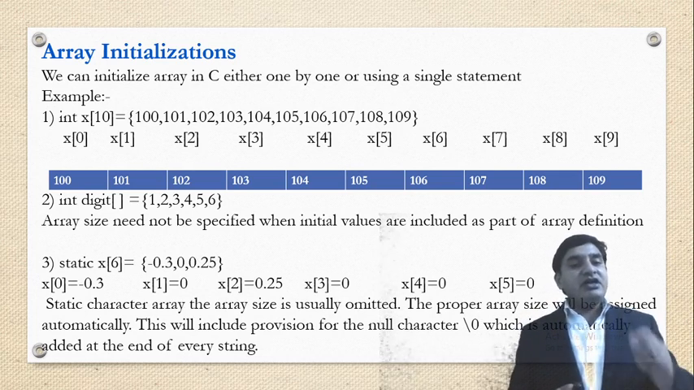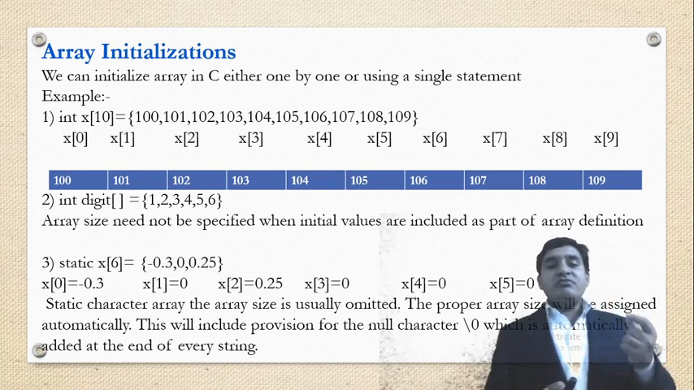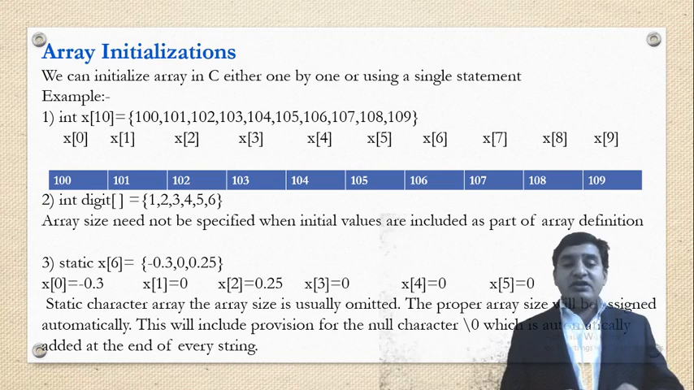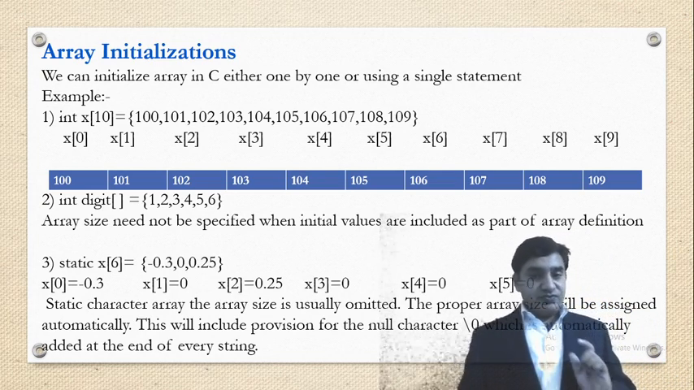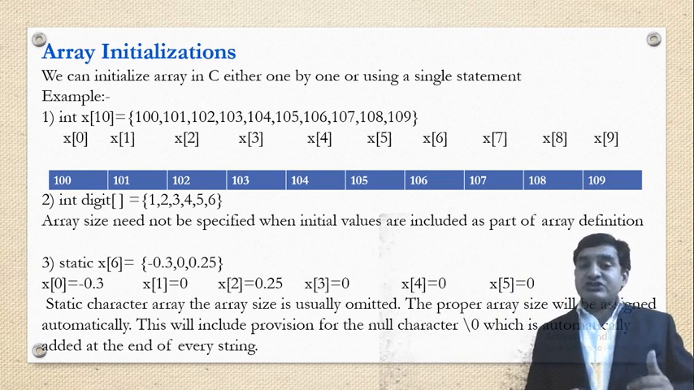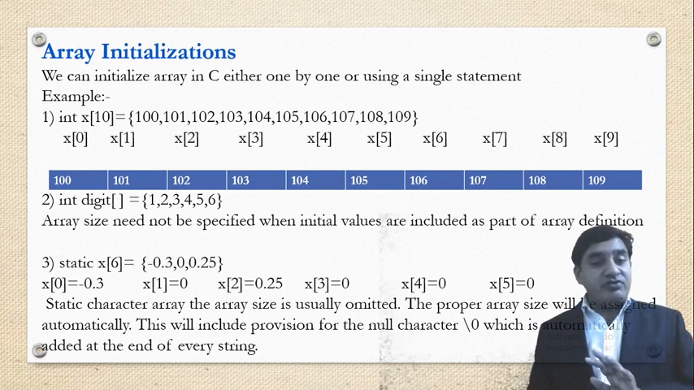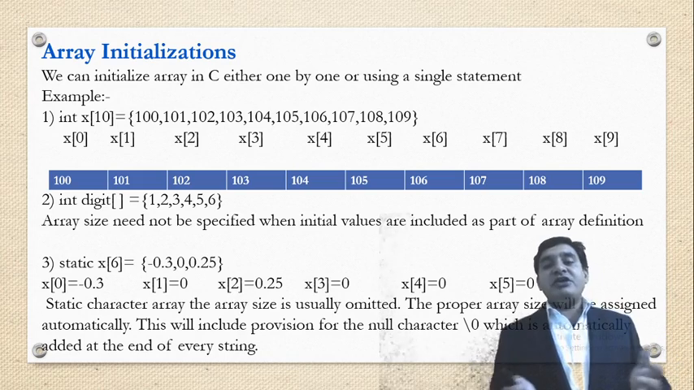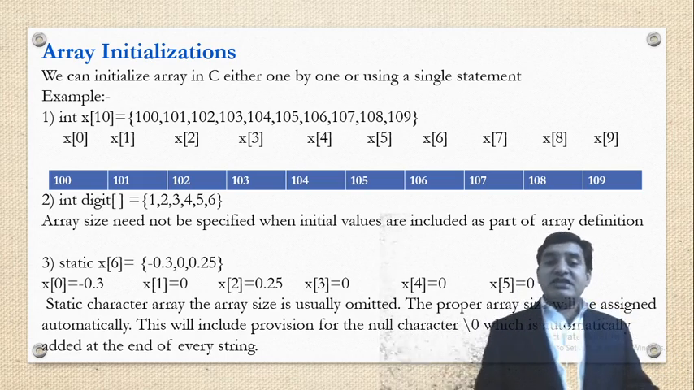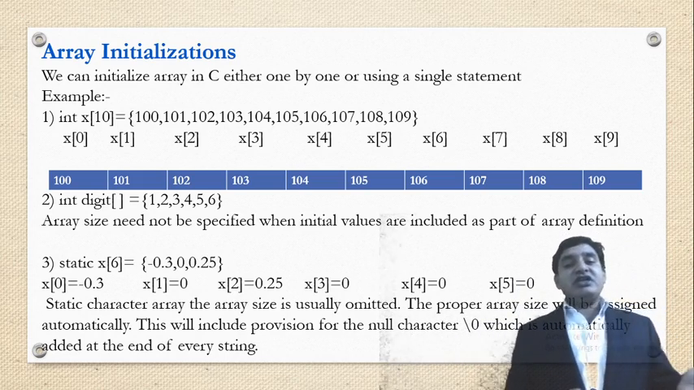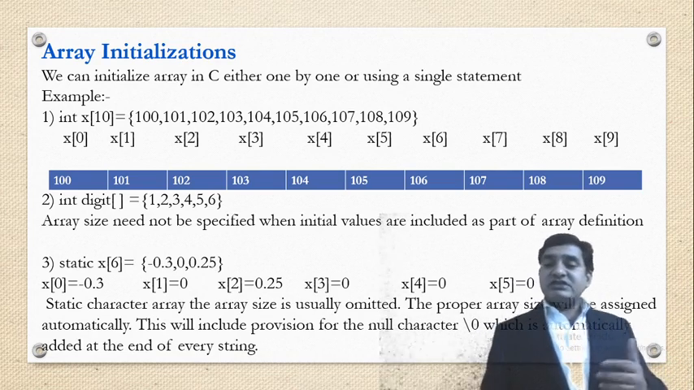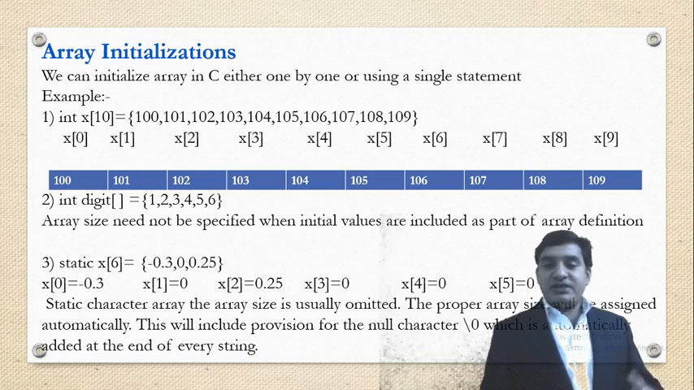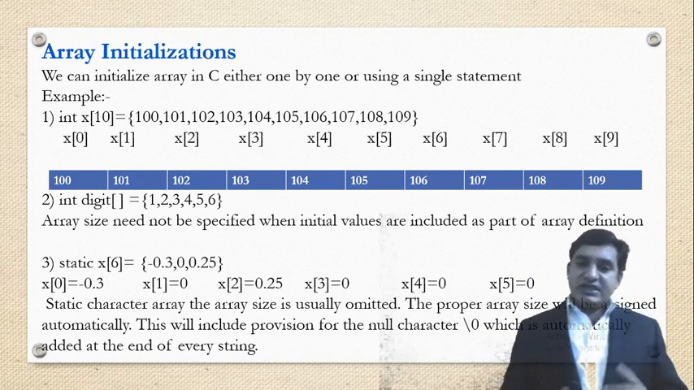The first element x[0] is considered as -0.3. The second element x[1] is equal to 0. The third element x[2] is equal to 0.25. Now the fourth, fifth, and sixth elements are not given. In this case, the fourth element, x[3], is considered as 0, the fifth element, x[4], is considered as 0, and the sixth element, x[5], is considered as 0.